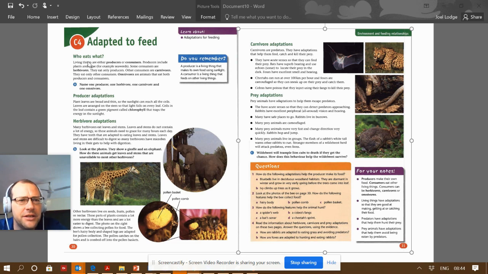So it's our next lesson, adapted to feed. We're looking at who eats who and how they adapted to do that, right? And then we'll look at some food chains and food webs later on in the next week and see what's happening in food chains and food webs.